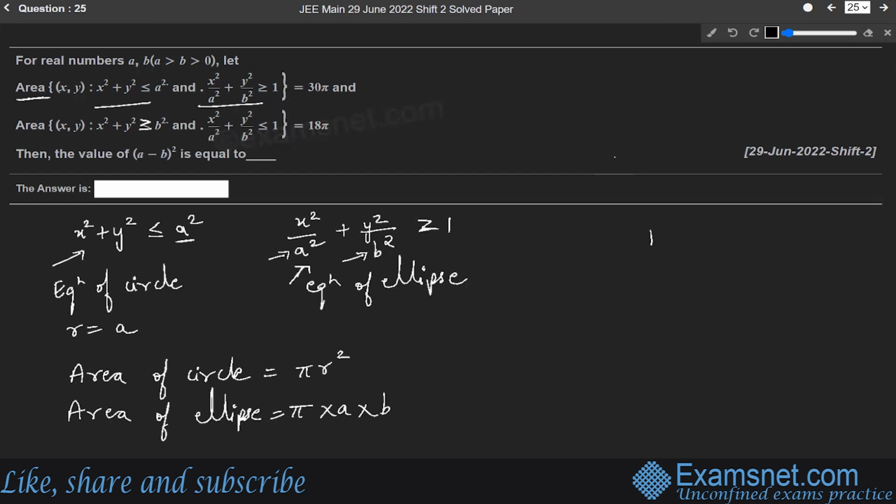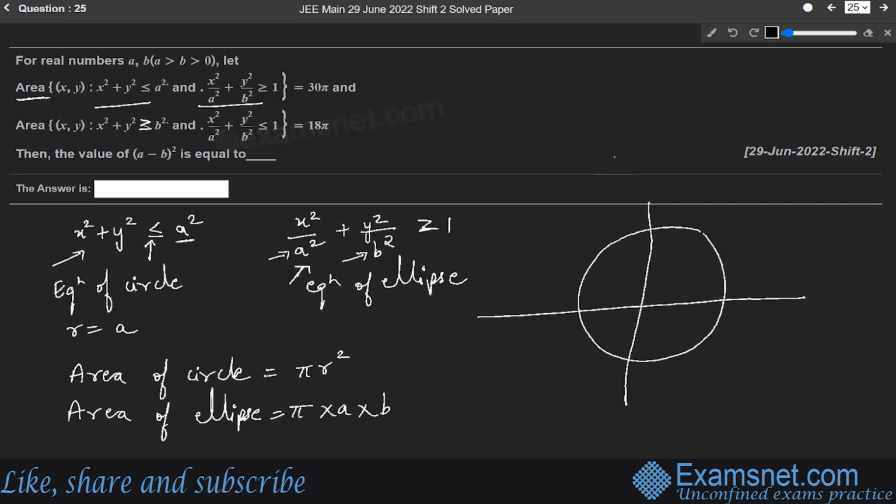Okay. So firstly, let us make the coordinate axis. Let this be the coordinate axis. Here you can see that we have x square plus y square less than equal to a square. Since it is less than equal to, it means the area inside the circle. So firstly, let us make a circle. Consider this as the circle, right? And we have the equation of the ellipse. Since here there is greater than or equal to 1, it means everything outside the ellipse. So the ellipse will be formed here in this way, right? This is our ellipse and this is the circle.